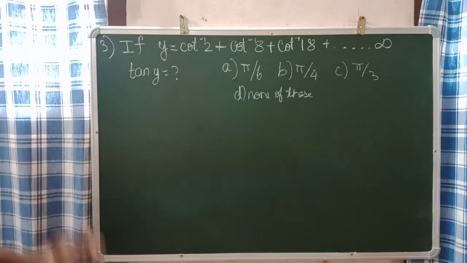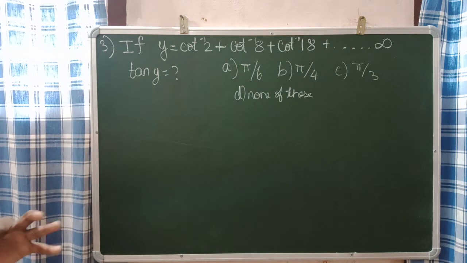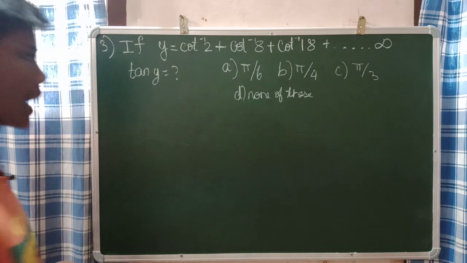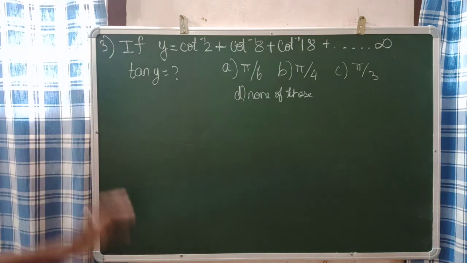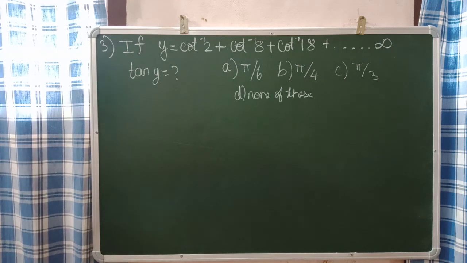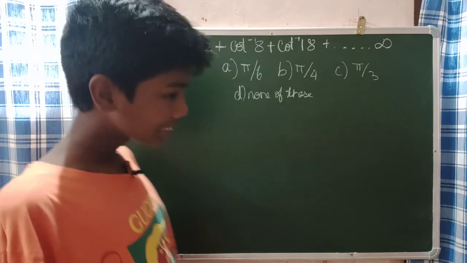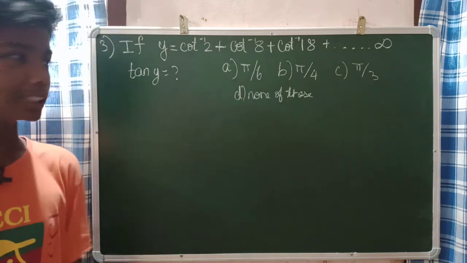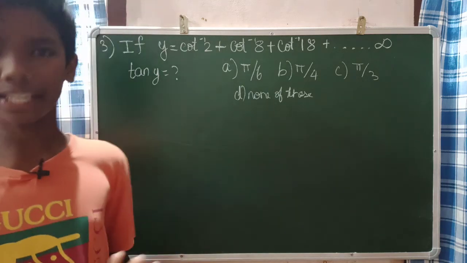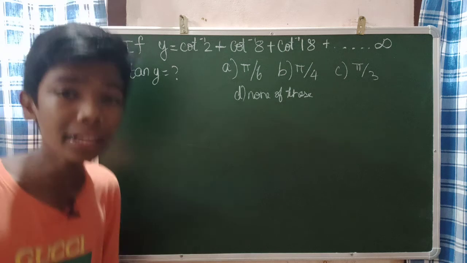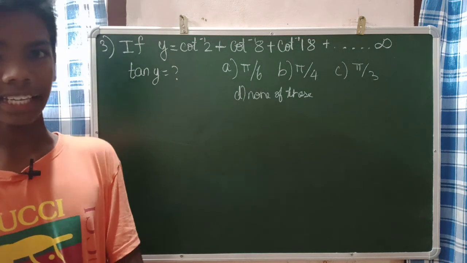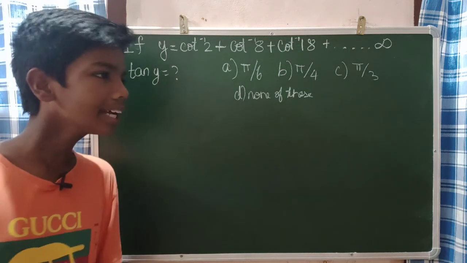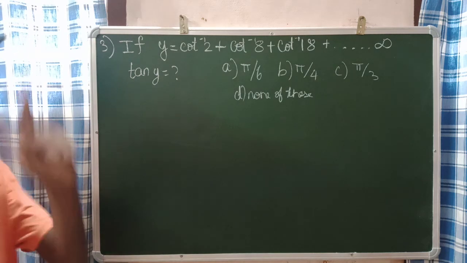Our next question is, if y is equal to cot inverse of 2 plus cot inverse of 8 plus cot inverse of 18 all the way up to infinity, then find the value of tan of y. So the options are pi by 6, pi by 4, pi by 3 and none of these. So guys, some legends can solve this question within a fraction of seconds. So how they can do it is, guys, listen carefully.